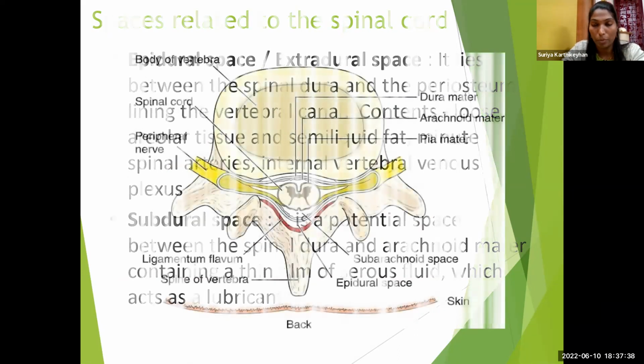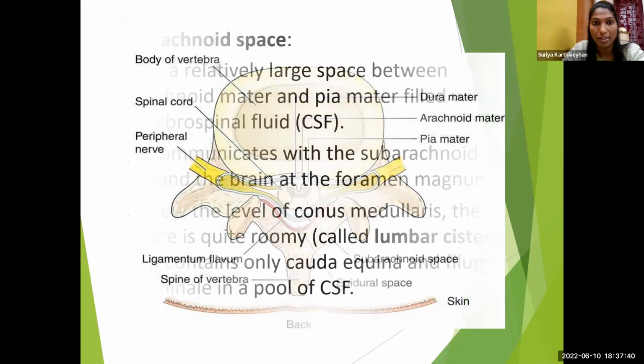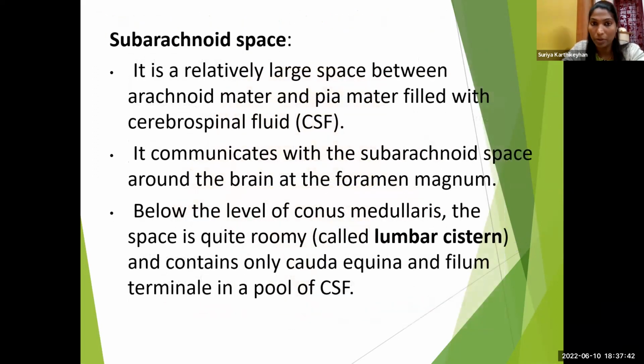Subarachnoid space, it's very important. Why is subarachnoid space important? It is a relatively large space between arachnoid and pia mater. It is filled with cerebrospinal fluid. The brain also has subarachnoid space, which has the subarachnoid cisterns, and also it has all the CSF. Okay, cerebrospinal fluid is present within the subarachnoid space.